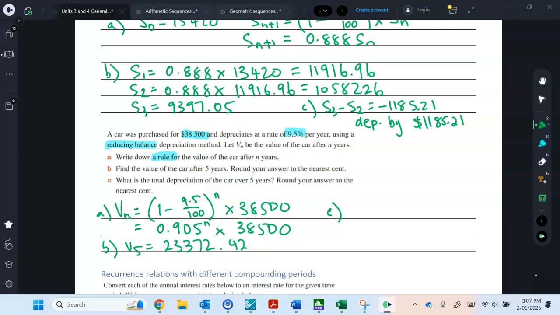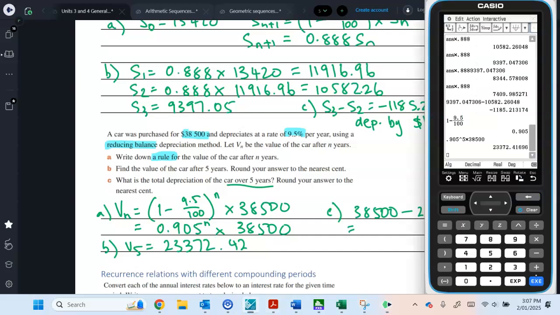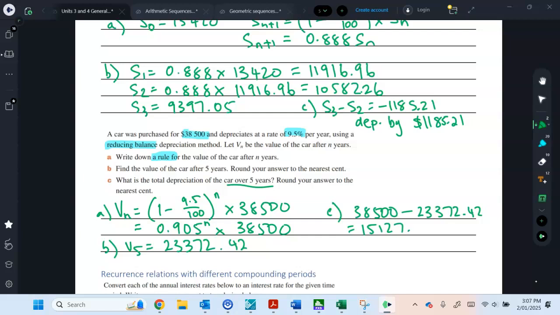What is the total depreciation of the car over 5 years? Round your answer. All right, so over the 5 years, it started at $38,500 and now it's worth $23,372.42. So we can just do that on the calc. All right, so 15,127.58. There we go. So that's how much it's gone down in 5 years.